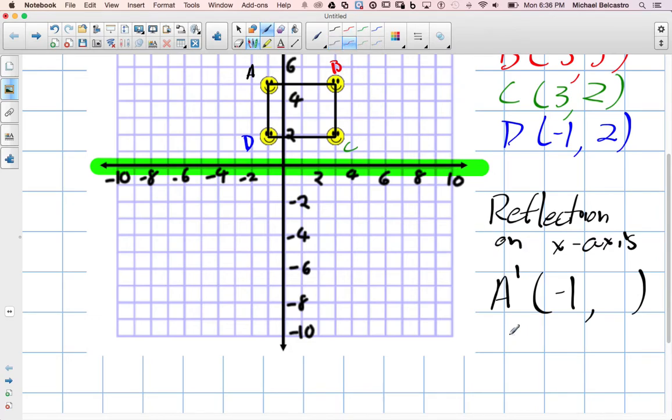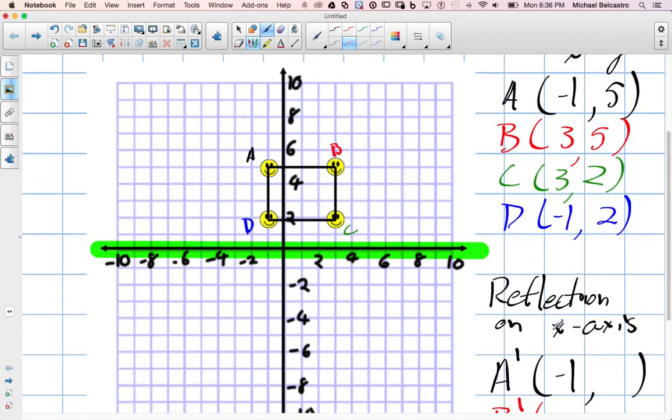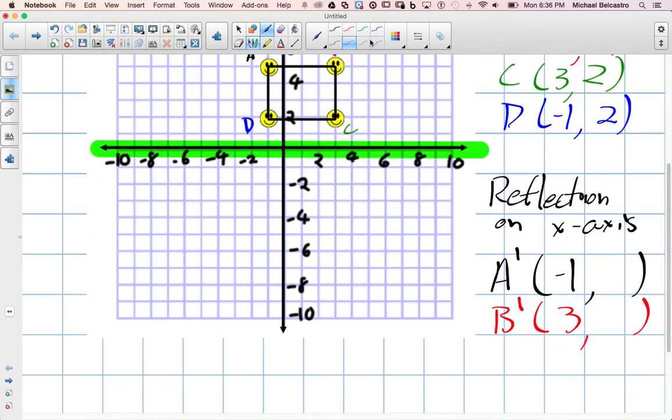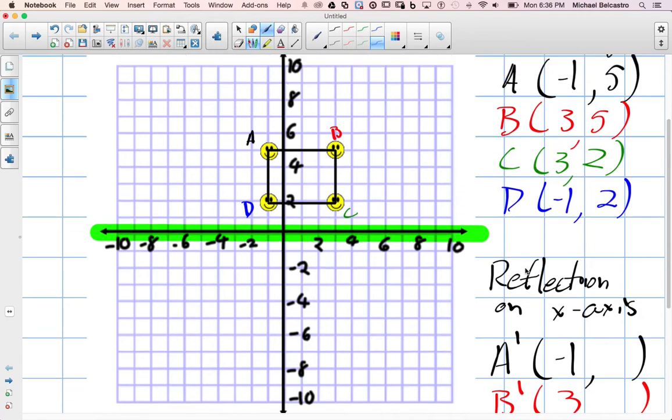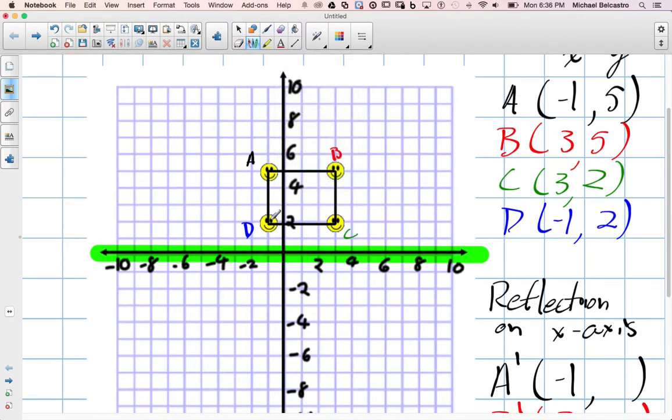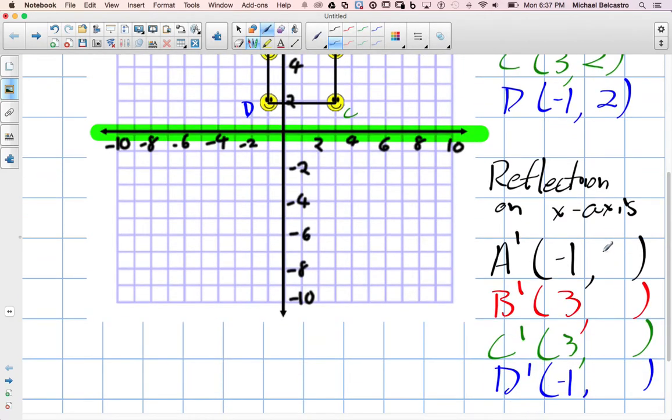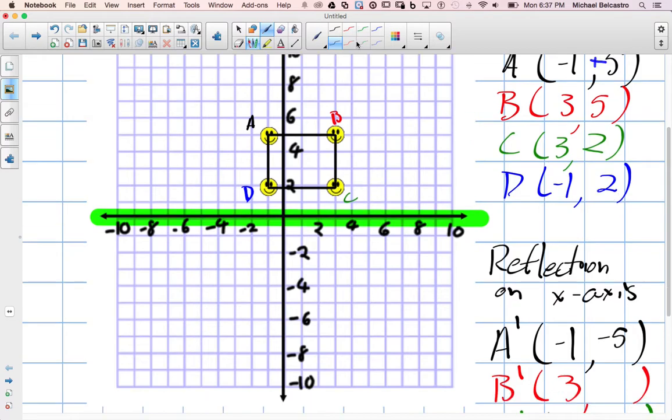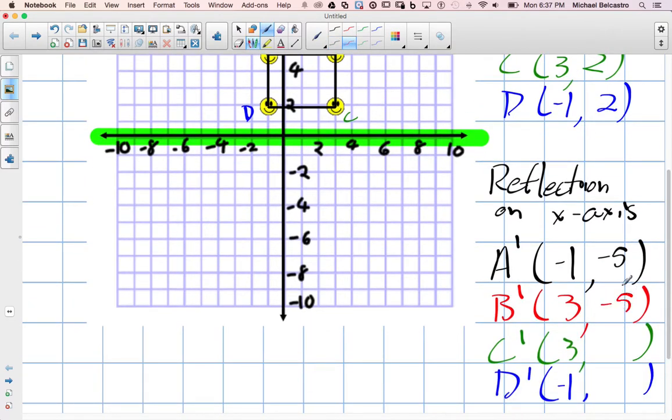The next letter B, what was the x coordinate? It was 3, I believe, right? Good. C, our C prime is 3. And finally, our D prime, -1. Good. So our x ones have stayed the exact same. What's happening now is whatever the y coordinate was, we give it the opposite sign. Because it was positive for A, now it's negative. -5, -5, -2, and -2. You got it. That's exactly what it is.